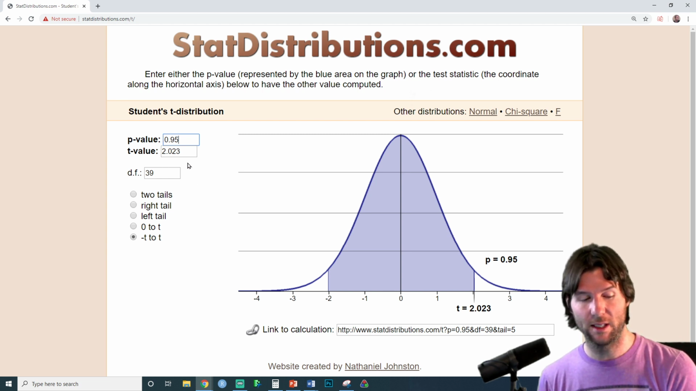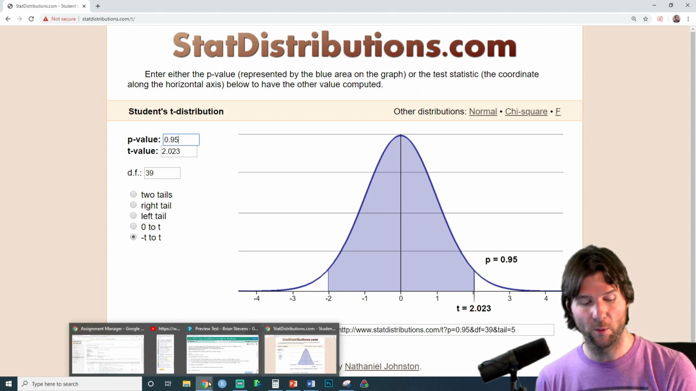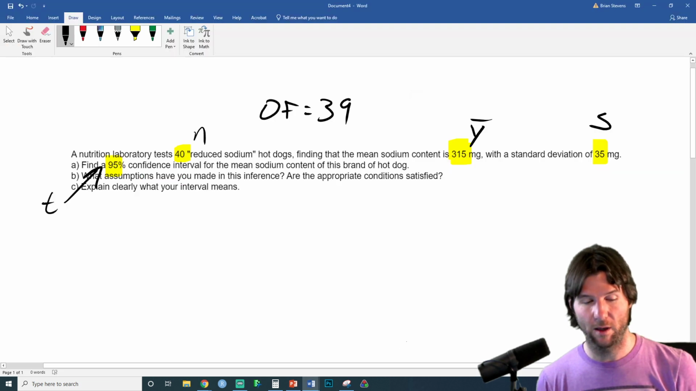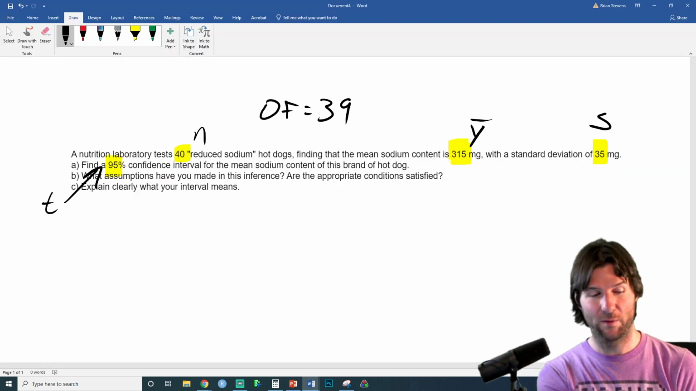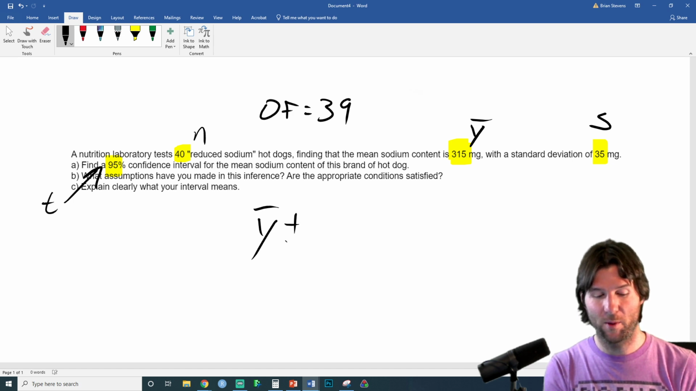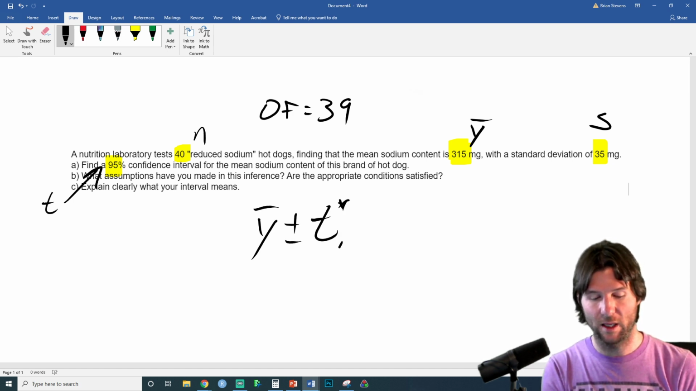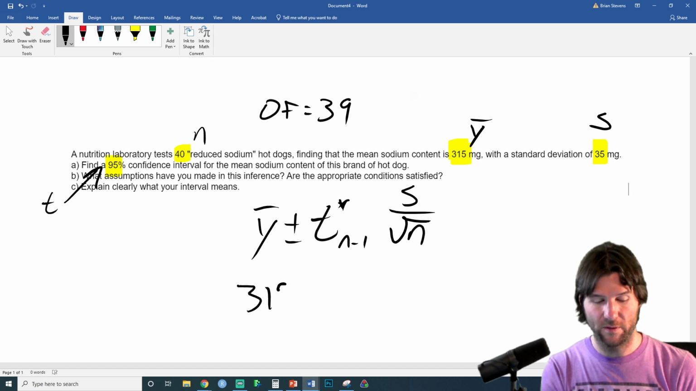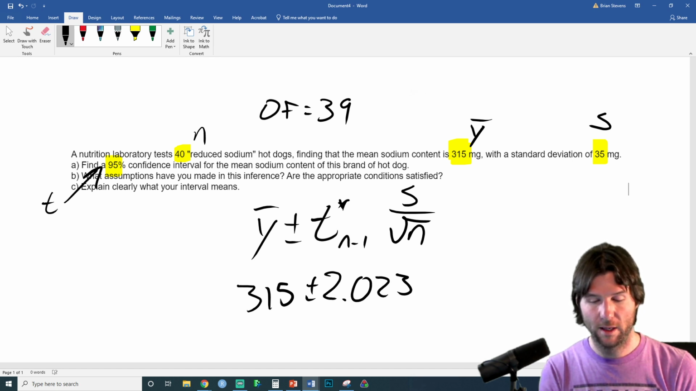So we have right here the t-score for the interval, 2.023. We're going to work the same formula we just worked a moment ago. So 2.023, don't type it down wrong. Y bar plus or minus t star, because we get to pick it, with n minus 1 degrees of freedom, s over square root of n. So we put in y bar, 315, then plus or minus the t with n minus 1 degrees of freedom, and then the standard deviation, 35, then the square root of n, 40.